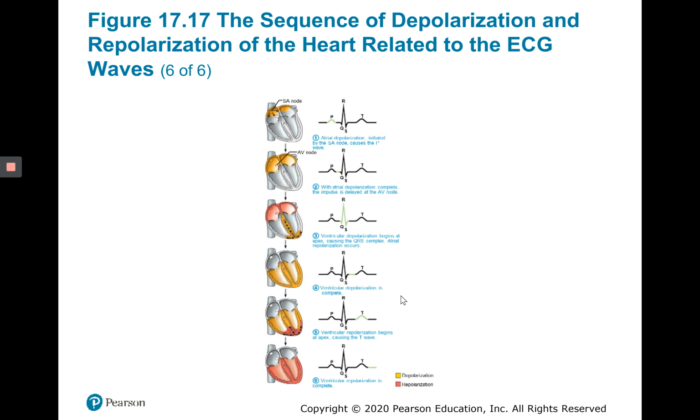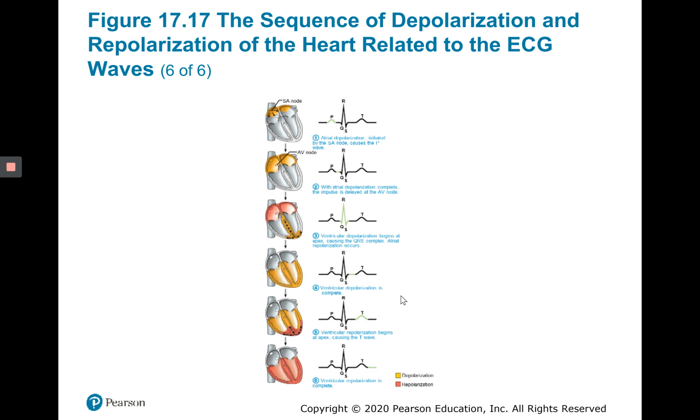Let's go through this one more time. Atrial depolarization is shown at the P wave. And then when atrial depolarization is complete, the impulse is delayed at the AV node. So that's what we're seeing at the PQ interval. Then ventricular depolarization occurs throughout the QRS complex. Atrial repolarization is also occurring. Then ventricular depolarization is complete at the ST interval. And then ventricular repolarization begins at the apex. That's what we're seeing at the T wave. And then ventricular repolarization is complete. That's what we're seeing, that leveling off after the T wave.